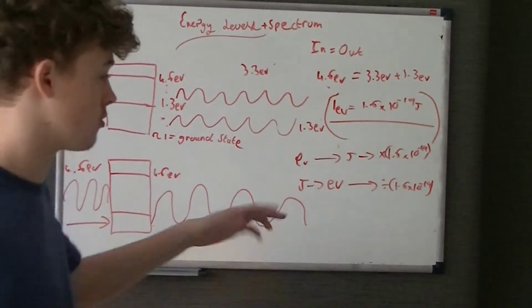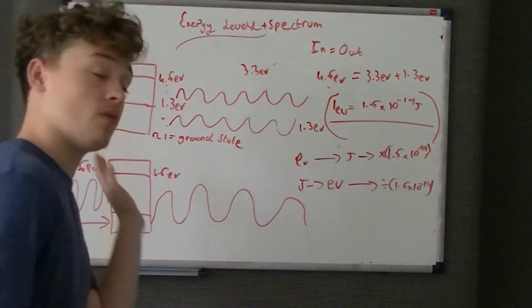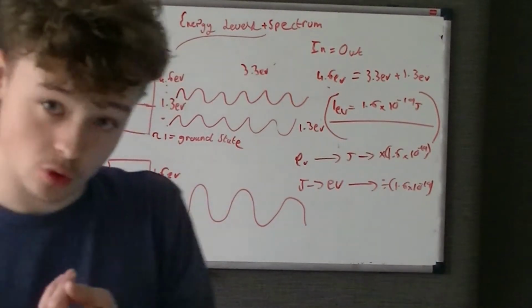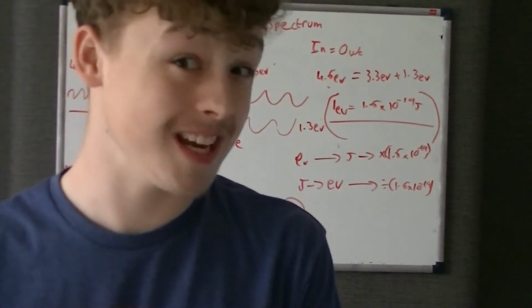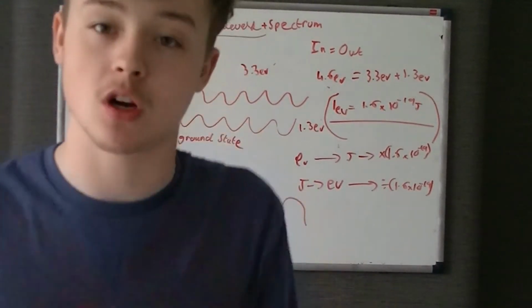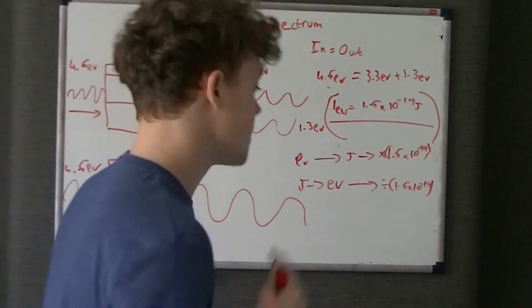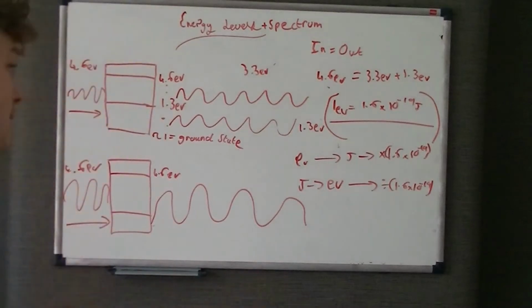If you don't, worry, just remember: eV to joules, you times it; joules to eV, you divide by 1.6 times 10 to the minus 19, which is the charge of an electron. I've gone over that a few times to make sure it sinks in, because sometimes it's easy to get confused.